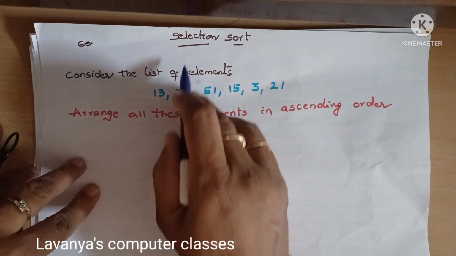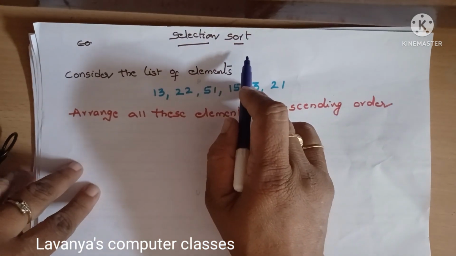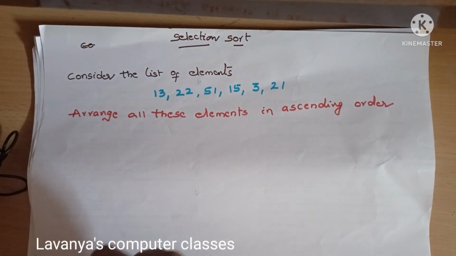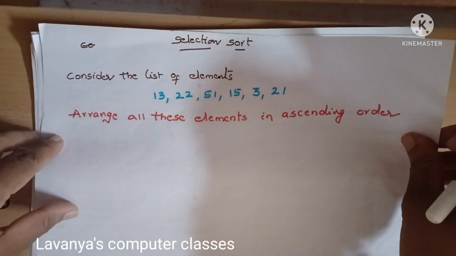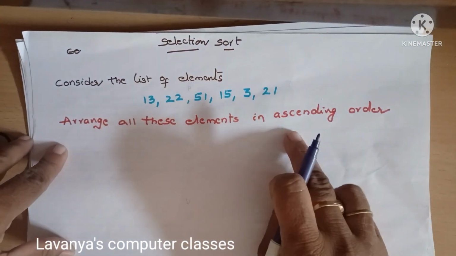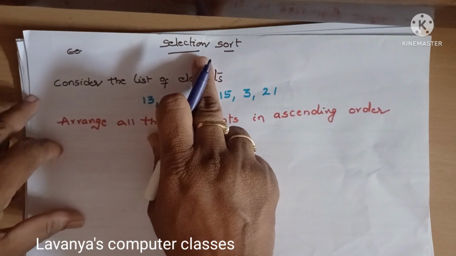In this video, I will explain selection sort. What is selection sort? How do we arrange all the elements in a proper order using the selection sort method?